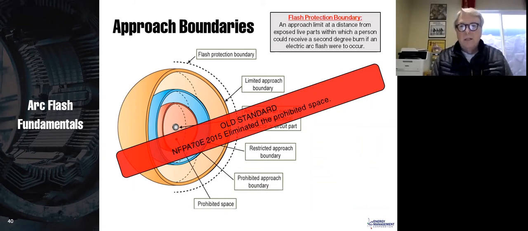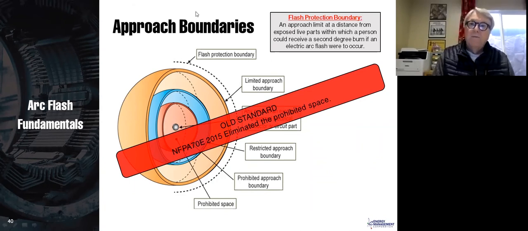So take a look at this. We've got a flash protection boundary. The flash protection boundary is the point at which you could get a second-degree burn. Then we had the limited approach boundary, the restricted approach boundary, and the prohibited approach boundary. When you cross the limited approach boundary, you're in the limited space. When you cross the restricted approach boundary, you're in the restricted space, and so forth.